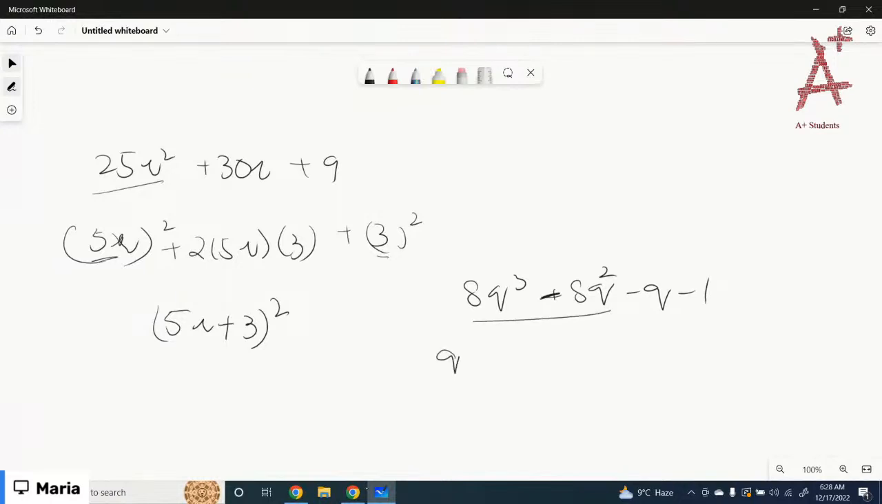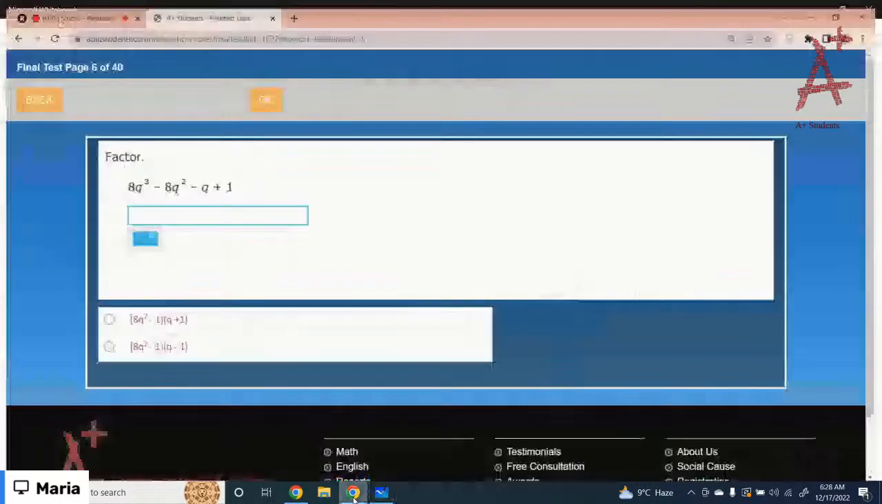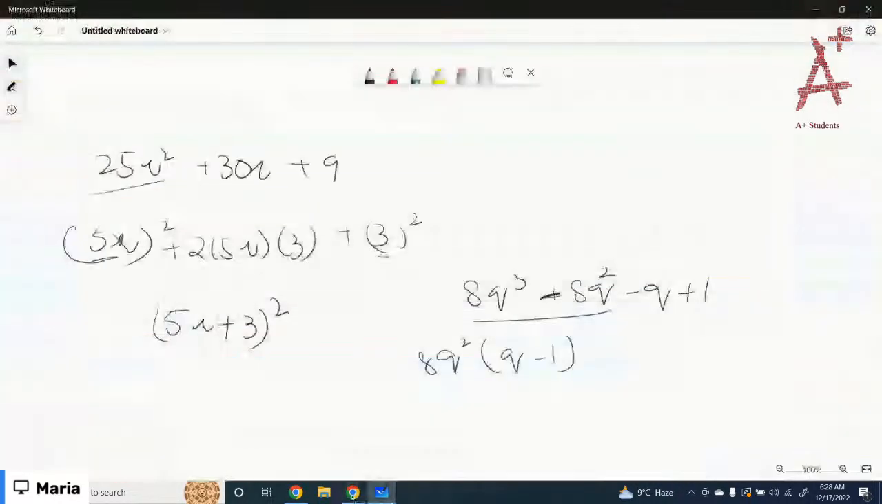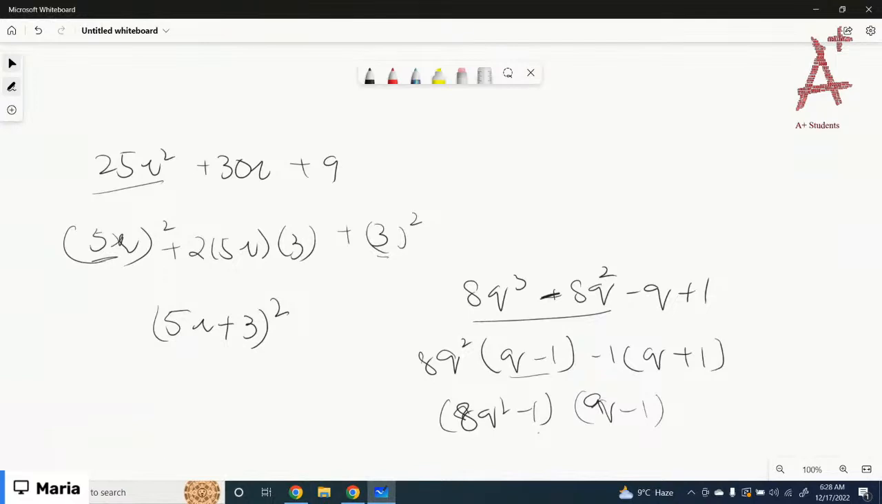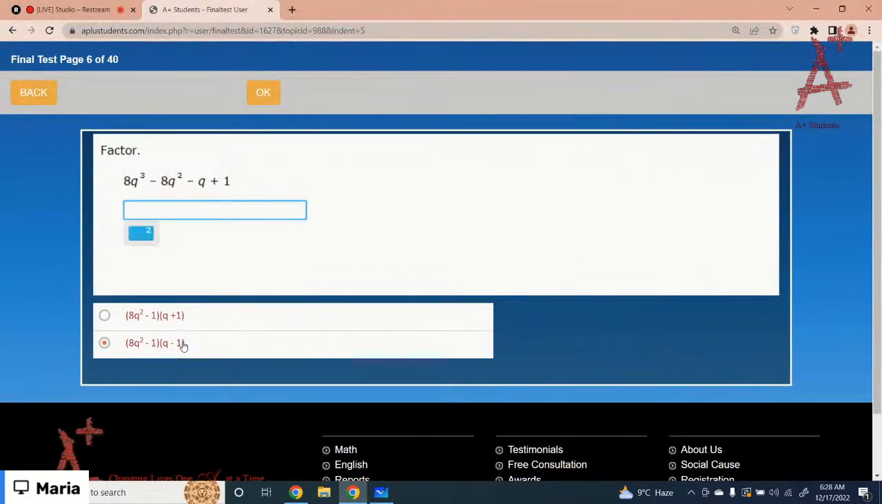So you can take common 8q square from here. You are left with q minus 1. This is plus 1. Here you can take minus 1 common and you're left with q plus 1. Got it? So the correct option is 8q square minus 1 and q minus 1. Just select the correct option and then click on the OK button.